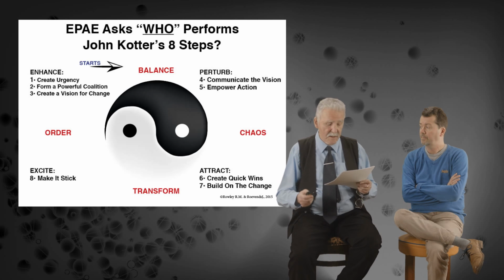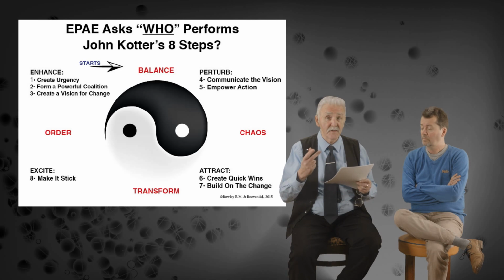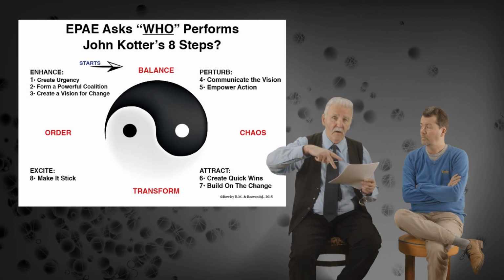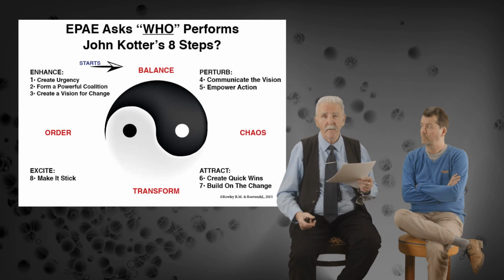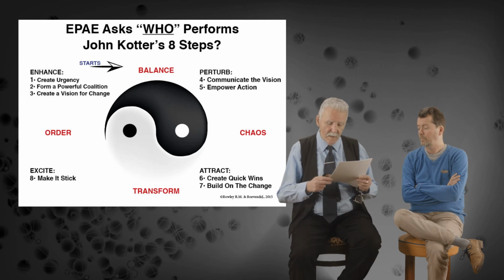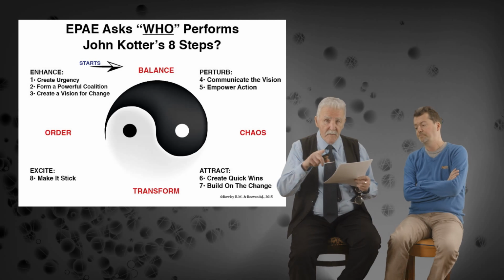The question is, and we say who? It's the question, who does this? Who should do this? Are we talking about top down or are we talking about bottom up? Do you empower action or do you allow it? Do you empower it or do you liberate it? Okay, it's a different kind of approach. Kotter is still very coherent.